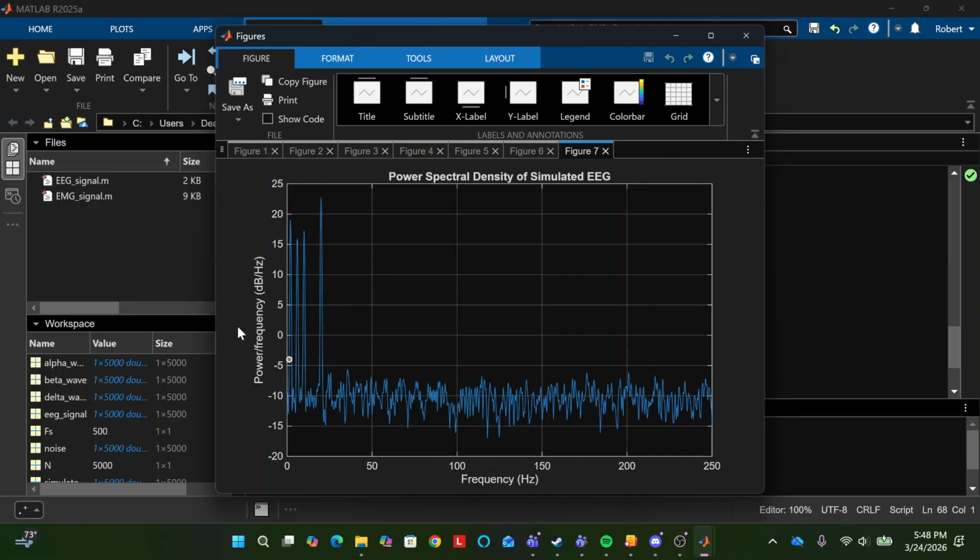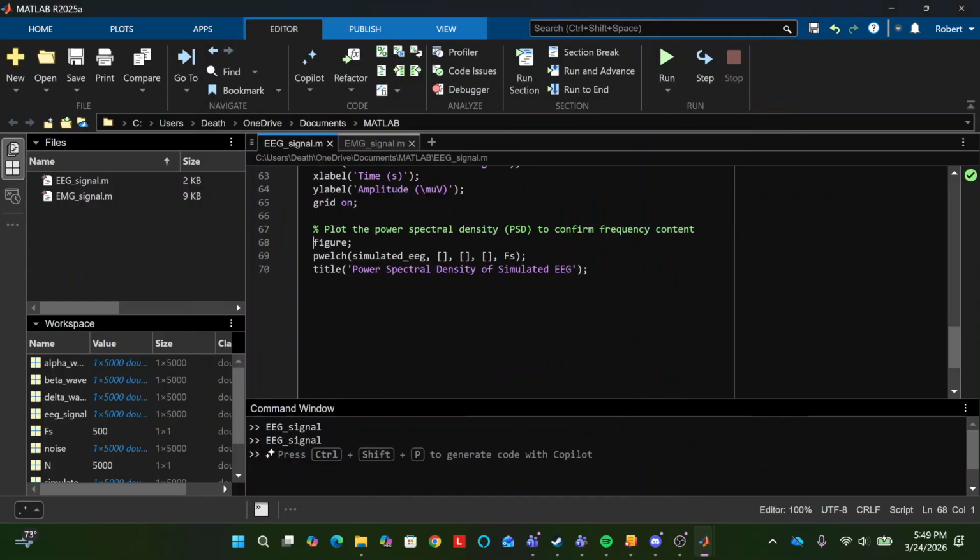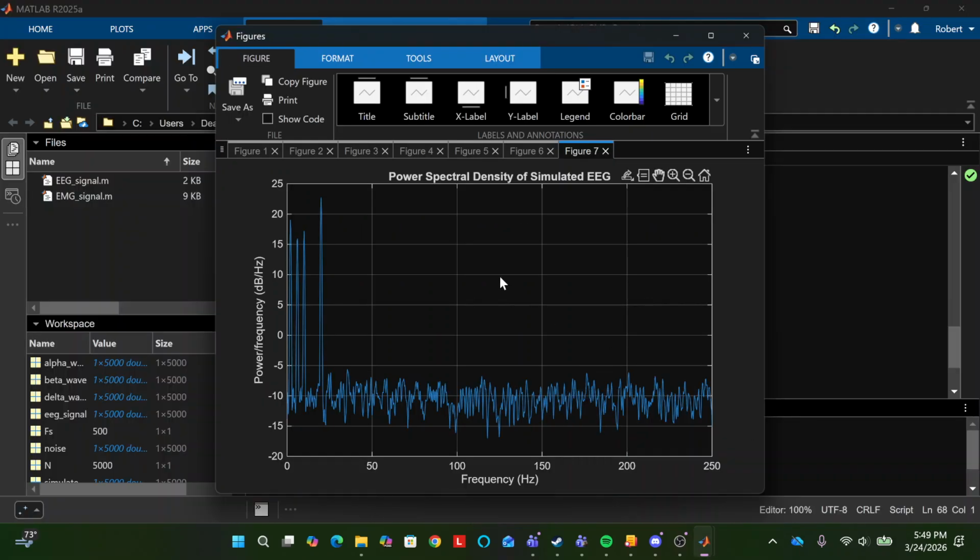And our PSD is showing the power per frequency over the frequency that we're getting. So we have our simulated EEG, and we're looking at our power and frequency. And as you can see, when we first start off, there's a lot more power and frequency. And then as time goes on, it starts to drop down.